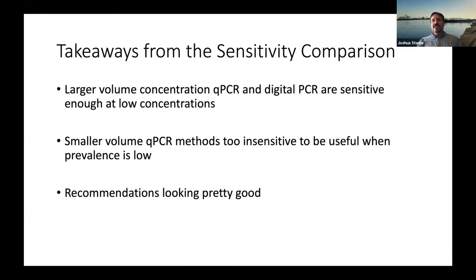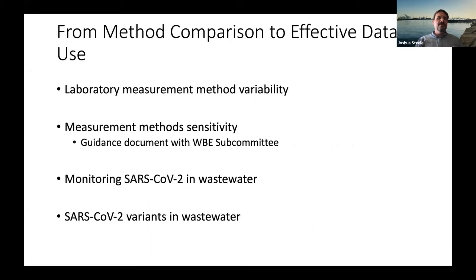So, the takeaways are that these larger volume and digital PCR do a good job at low concentrations. The smaller ones are really too insensitive to be useful, and our recommendations are looking all right. So I've gone over really briefly a few of the examples of how we compare the method variability and the sensitivity. And now I'm going to show you how we've applied it to monitoring SARS coronavirus in wastewater.